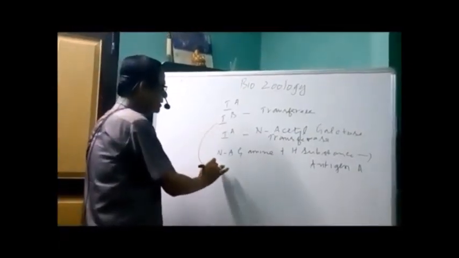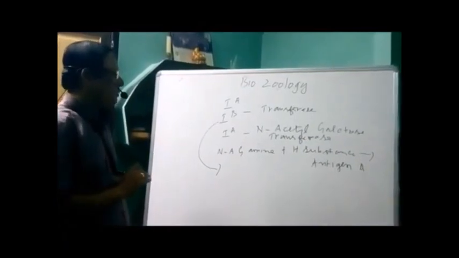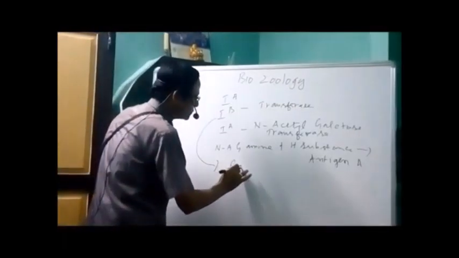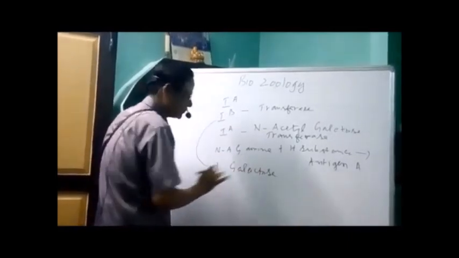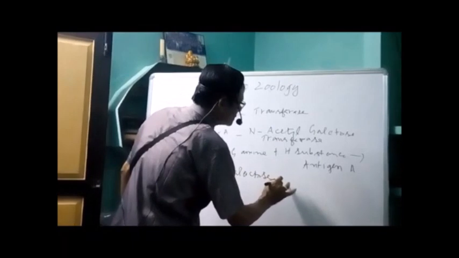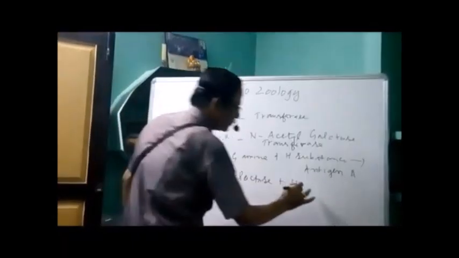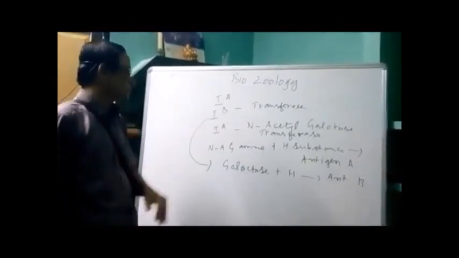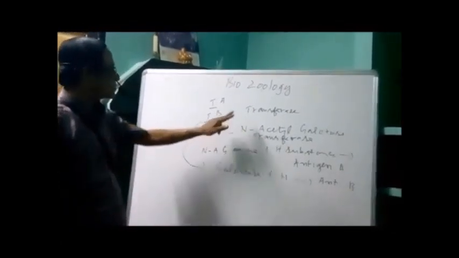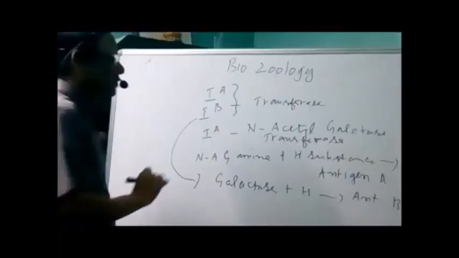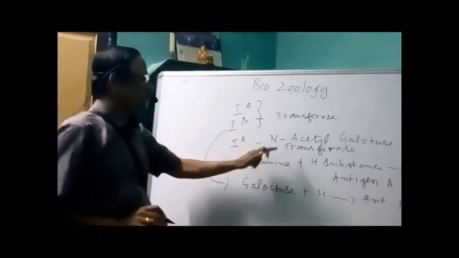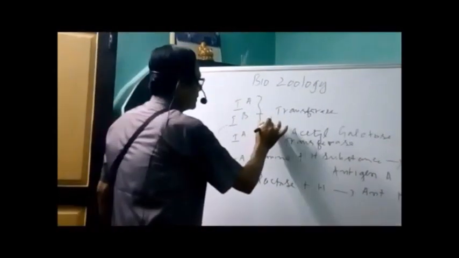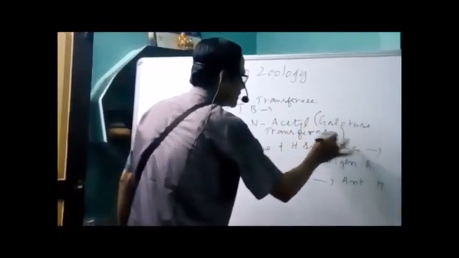Similarly, the B allele is normally responsible for transferring galactose to H substance to form antigen B. So this is the reaction catalyzed by the enzyme called galactose transferase. Generally, the enzyme is called transferase. The A allele produces N-acetyl galactosamine transferase. Now, the B allele produces galactose transferase.